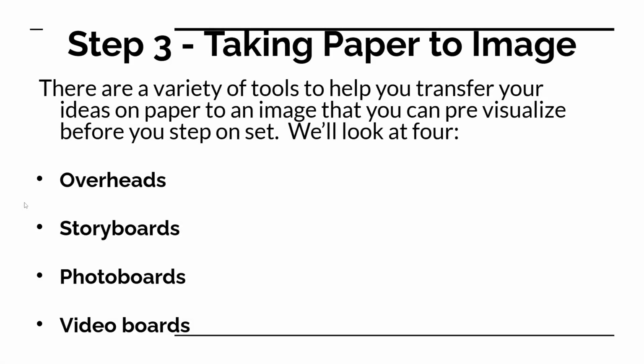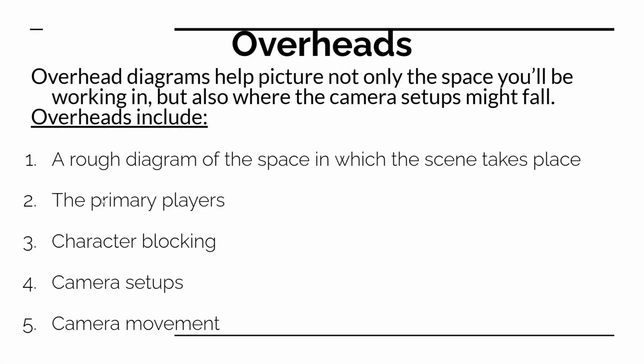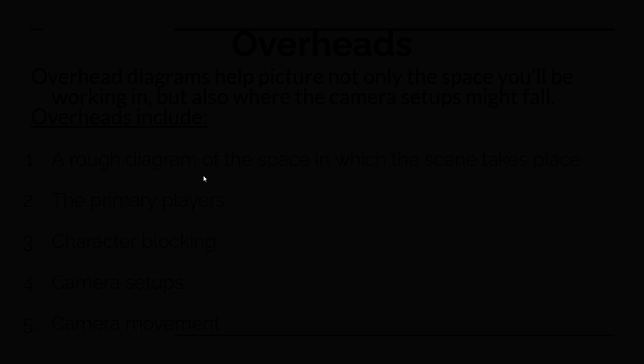So then we're going to take the paper to image. There's overheads, storyboards, photo boards, video boards. An overhead is a diagram to help picture not only the space you'll be working in, but where the camera setups might fall, and also the lighting. It's a rough diagram of the space. It includes the primary players, their blocking, camera setups, camera movement, and again, lighting.